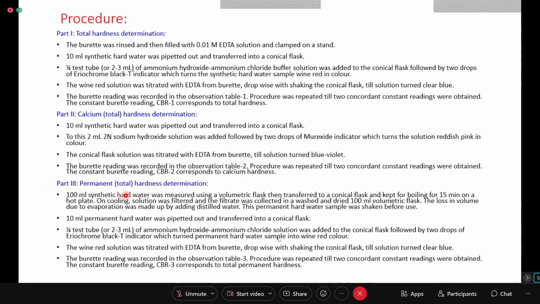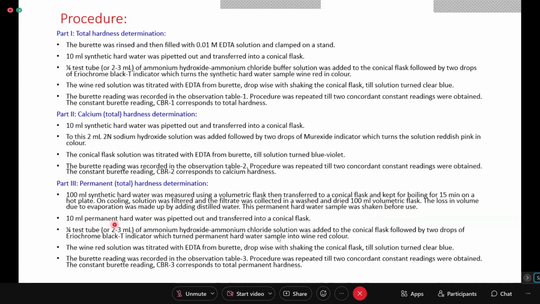100 ml of synthetic hard water was measured using a volumetric flask, then transferred to a conical flask and kept for boiling for 15 minutes on a hot plate. On cooling, the solution was filtered and the filtrate was collected in a washed and dried 100 ml volumetric flask. The loss in volume due to evaporation was made up by adding distilled water. This permanent hard water sample was shaken before use. 10 ml of this permanent hard water sample was pipetted out and transferred into a conical flask.